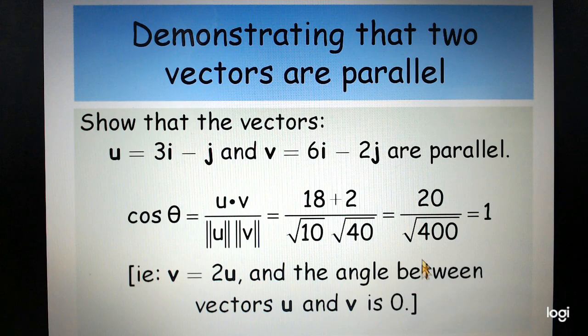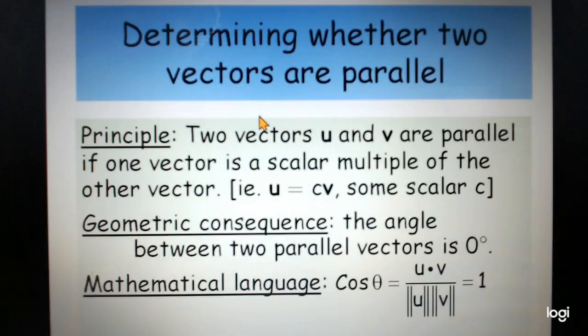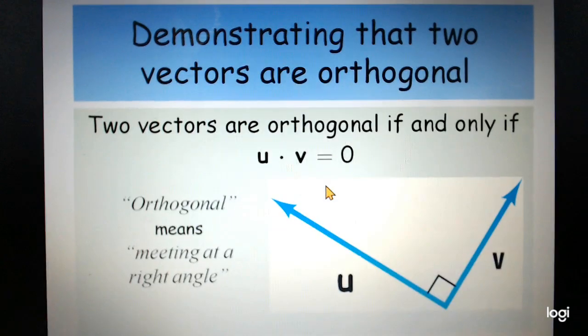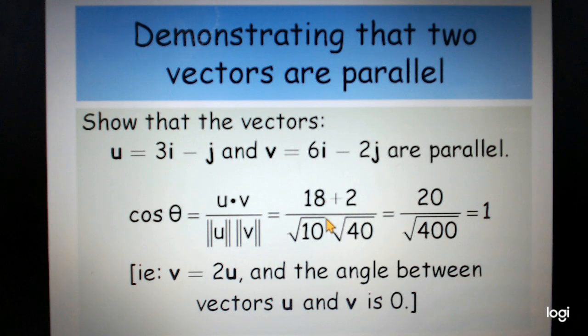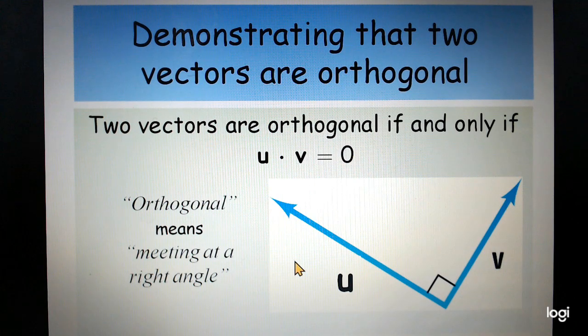Okay, so also notice that if I multiply this vector u by the scalar 2, 2 times 3 is 6, 2 times negative 1 is negative 2, so that goes back to our principle, right here, that one would be a scalar multiple of the other. Okay, so second interesting application is we can demonstrate that two vectors are orthogonal.